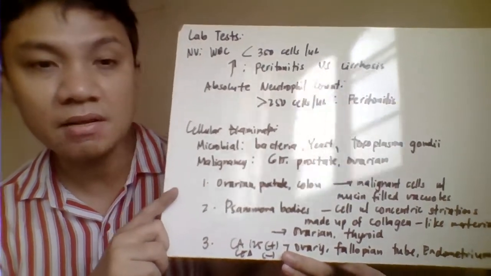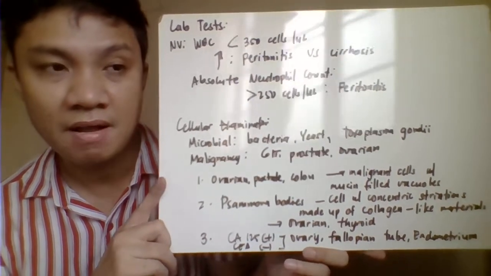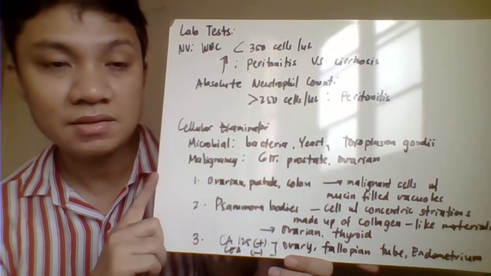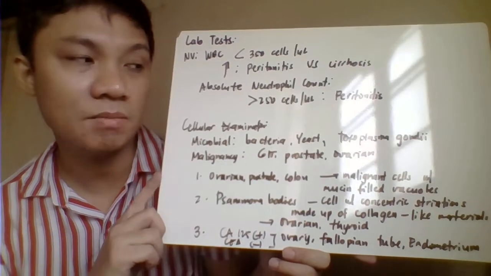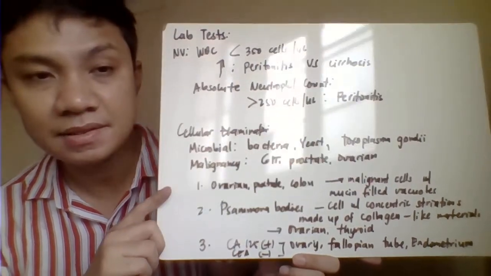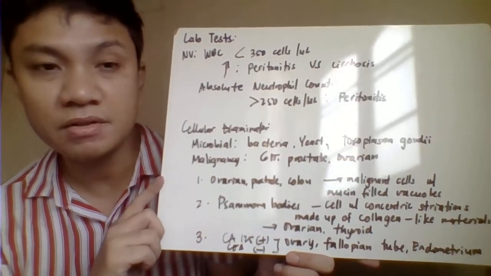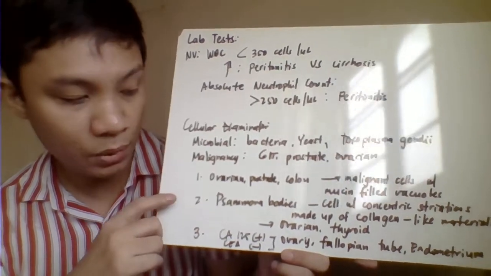Then we have here the microbiologic examination. The causes of your peritonitis or bacterial infection related to your gastrointestinal tract may be related to your bacteria or even your yeast or even your Toxoplasma gondii. Okay, then we have also here some malignancy that may be related to your gastrointestinal tract, prostate, or even your ovary, which could be identified through your peritoneal fluid.